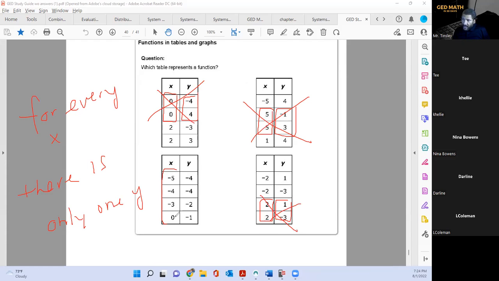We have all different x's. You can have the same y's. For every x, there's only one y. This is the only one that's a function. Guaranteed question in your exam. They can ask you as a graph. They can ask you as points. They can ask you with a table. If you see the word function, you're either going to evaluate it, or decide if it's a valid function or not.